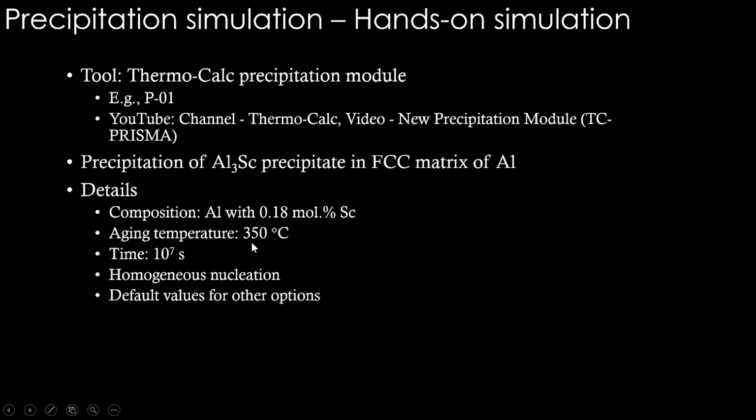Aging temperature is going to be 350 degrees Celsius. Time is 10 power 7 seconds. And as we said, the nucleation should be homogeneous. We'll see how to set it up. And default values for other options.